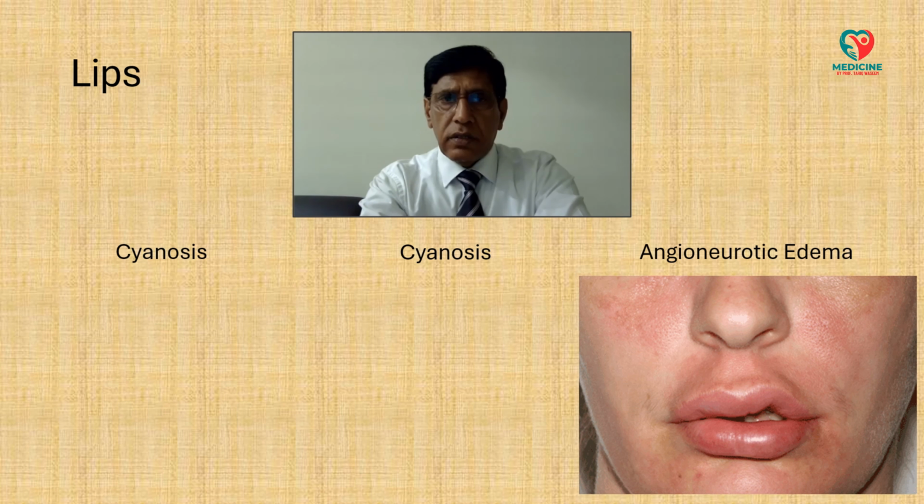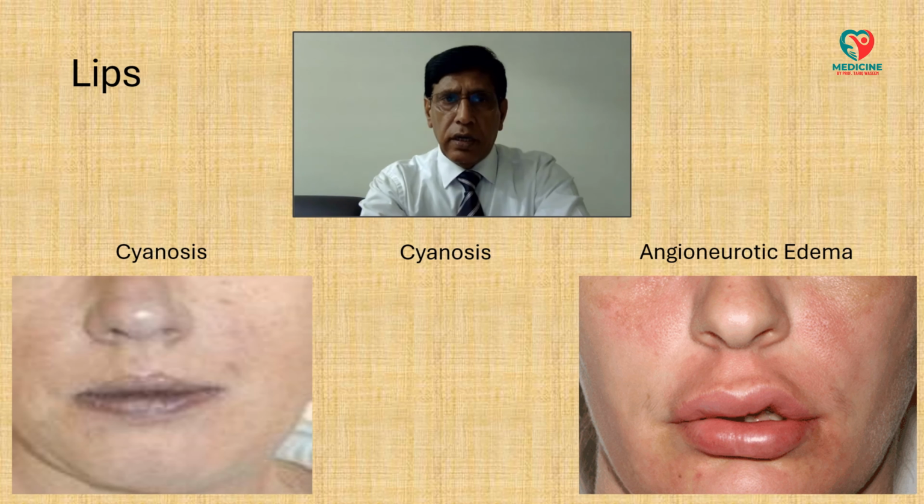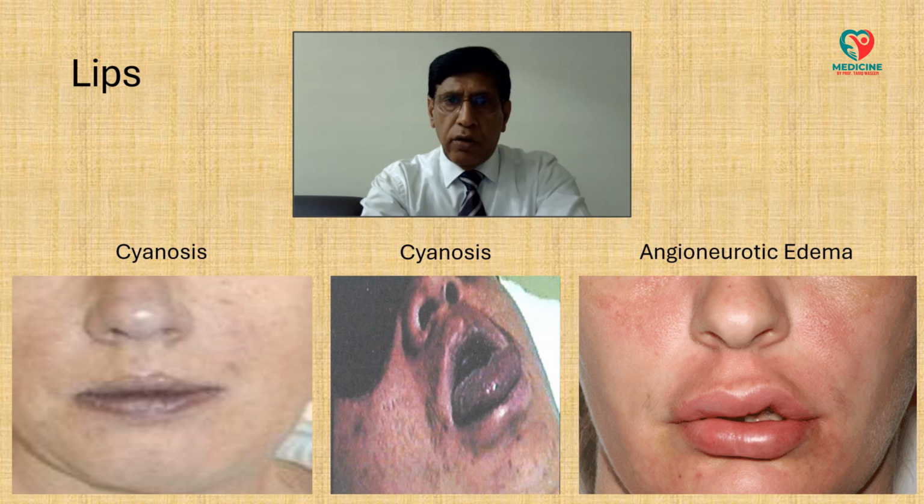Going on to the lips, of course, the first thing is the bluish discoloration of the lips. Not only on the lips, notice this person has bluish discoloration of the nasal tip as well. Now, this can be a result of cyanosis. Cyanosis not only involves the lips, but marked cyanosis would give you a purplish appearance of the tongue and other tissues as well.